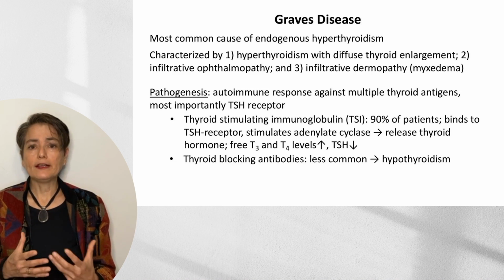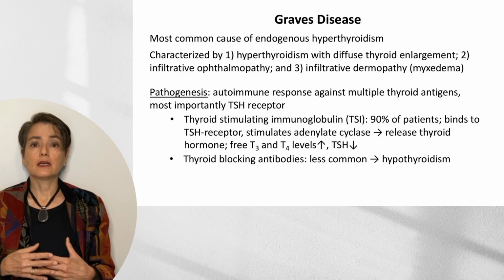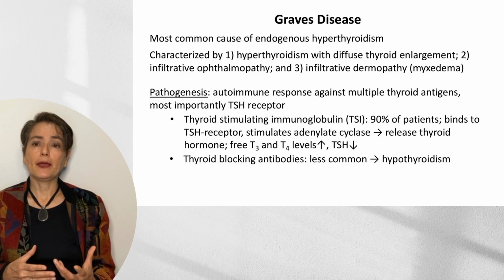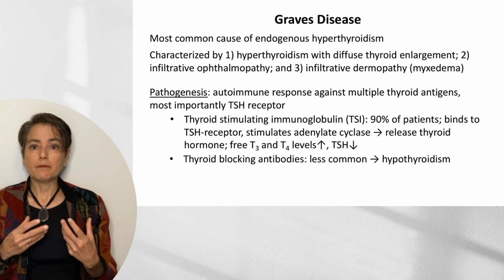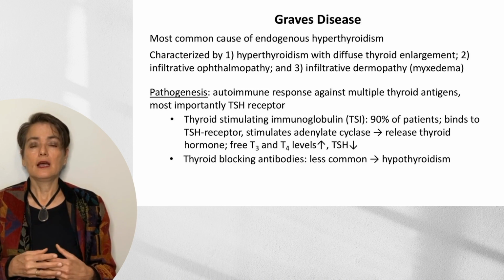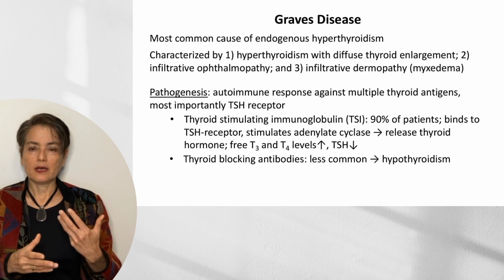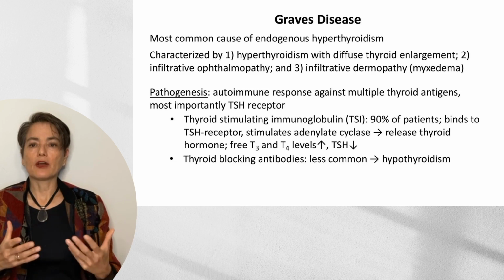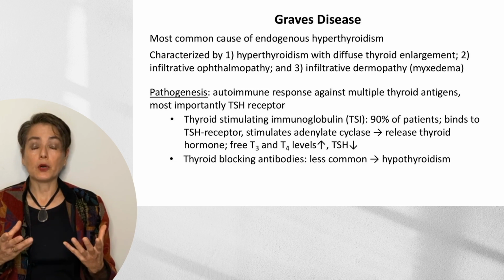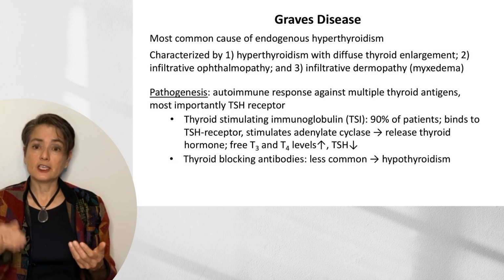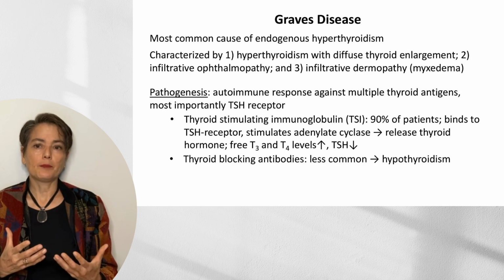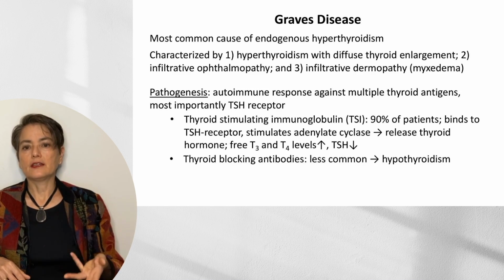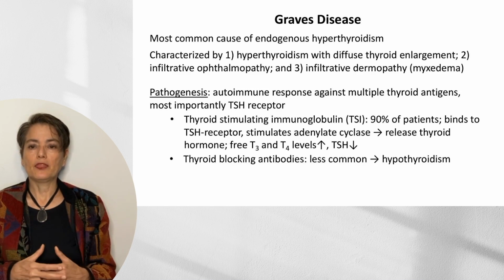Now, the pathogenesis of Graves' disease is an autoimmune response against multiple thyroid antigens, and the most important of these is the TSH receptor. So about 90% of patients will have an antibody we call thyroid-stimulating immunoglobulin because it binds to the TSH receptor and stimulates. And what happens is once we get our increase in cyclic AMP, we get release of our thyroid hormones, free T3 and T4 levels will go up. Because of negative feedback inhibition, TSH levels will go down, right? So if you have a patient and you do your TSH, they're presenting as if they're hyperthyroid, low TSH, and then you see that the T4 levels are high, then you'll be thinking about Graves' disease.